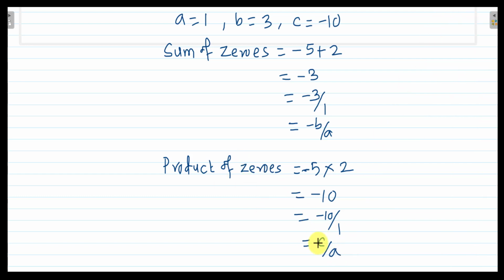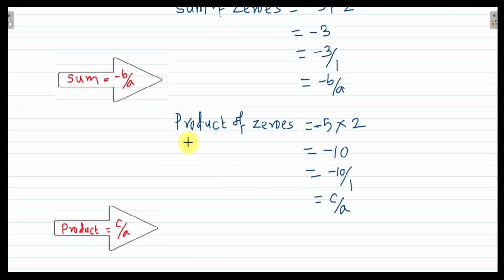So the product of the roots is equal to C upon A, that is the constant term upon the coefficient of x square. And therefore, friends, we have verified that the sum of the zeros is equal to minus B upon A, and the product of the zeros is equal to C upon A. Now let us move to the second question.